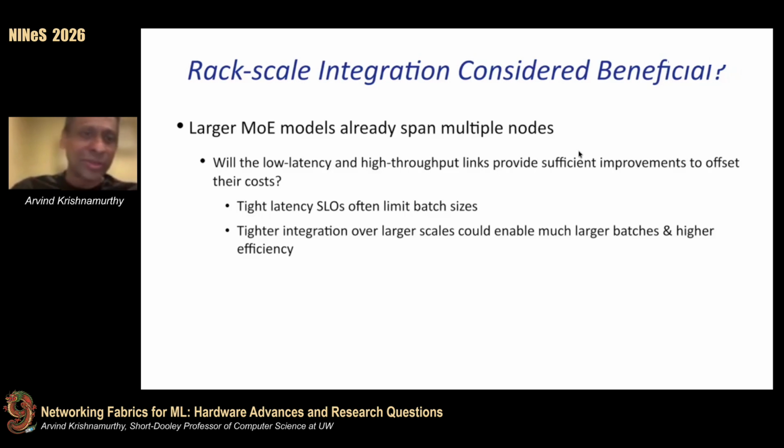The place to look here might be that in the context of inference workloads, you always have very tight latency SLOs. And in the context of these tight latency SLOs, even small savings in terms of network latency or throughput could mean that you can batch a much larger number of requests through the system. So in particular, this tight integration over larger scales might mean that you are able to push together much larger batches and therefore achieve much higher efficiency. But it's an open question as to whether that is actually going to be the case.